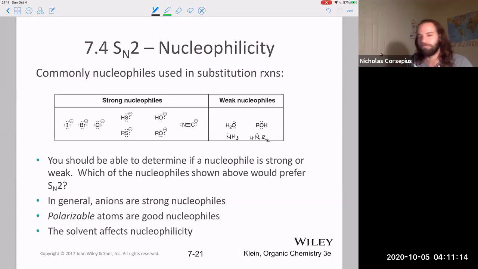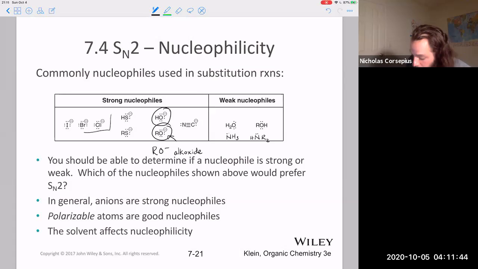So their willingness to donate those electrons isn't quite as much as it would be if, for example, it had a net charge, like a hydroxide ion, or a deprotonated alcohol. Notice, this would be the symbol for an alcohol. So I get rid of that proton, and it becomes just this negative charge. This is what's called an oxide ion.